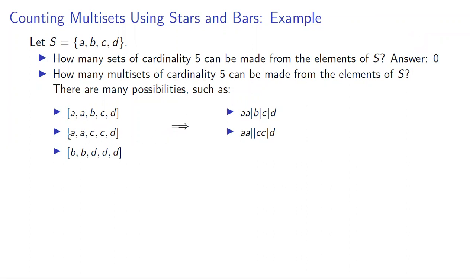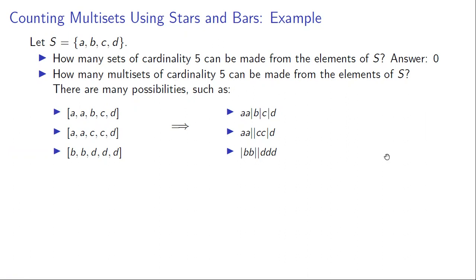So again, this multiset A, C, C, D becomes AA, and then a bar, and then nothing after that because there are no B's, and then a bar, and then two C's, and then a bar, and then the D. This last multiset would become, so there's a bar, there's nothing before the first bar because there are no A's. Then we have the bar, then the B's, and then a bar, and then nothing after that because there are no C's, and then a bar, and then the D's.